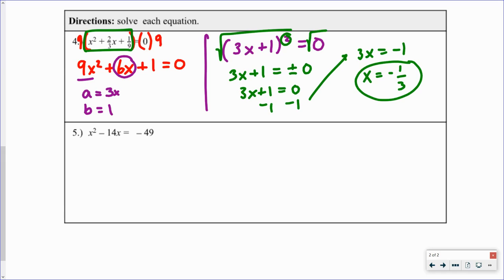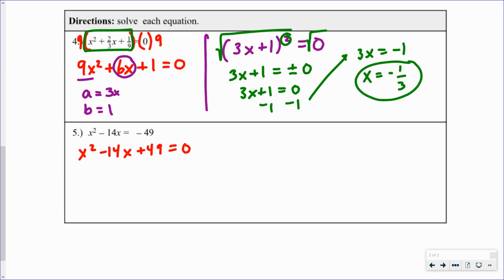x squared minus 14x equals -49. So in this case, the quadratic expression itself is not set equal to 0, so I'm going to move 49 over, and we're going to get x squared minus 14x plus 49. I had to add 49 to both sides, equals 0. So again, we're going to check and see if this is a perfect square trinomial.